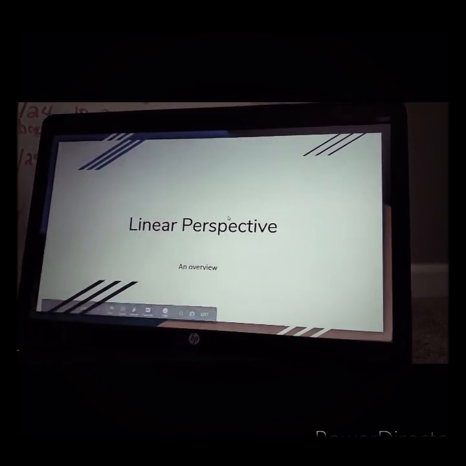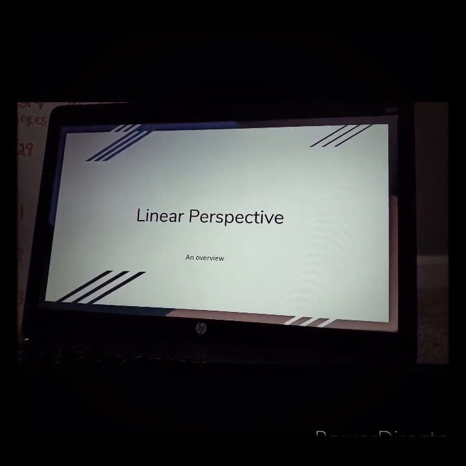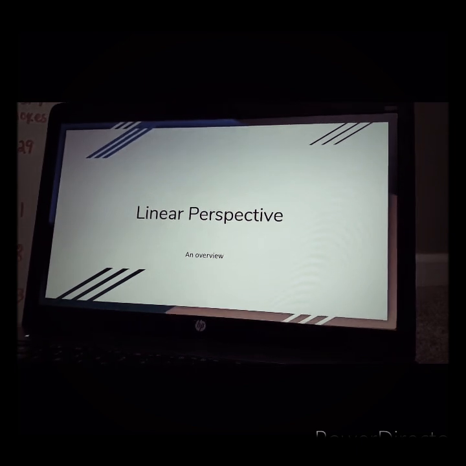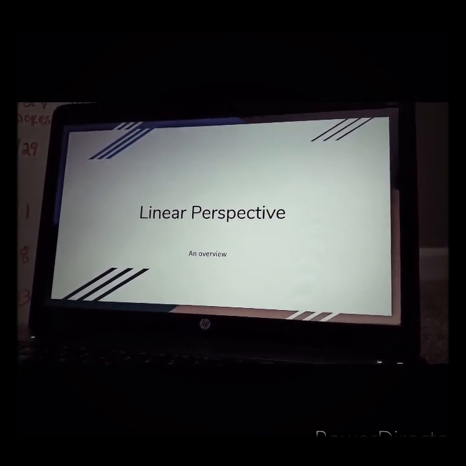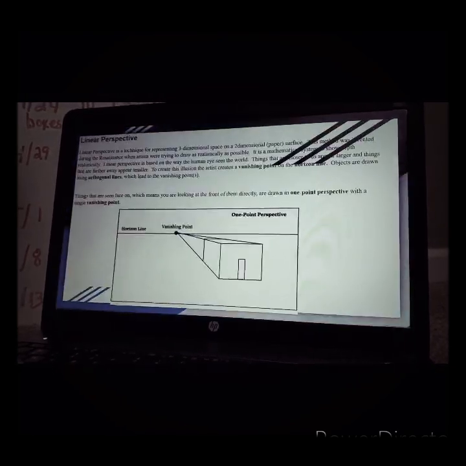Here is our review on linear perspective. And this is going to be a quick overview. Most of you learned this with me in Art 1 or with Mrs. Fye in her college drawing class.